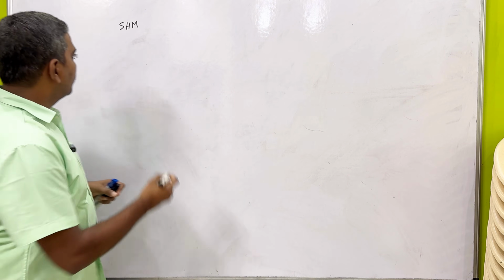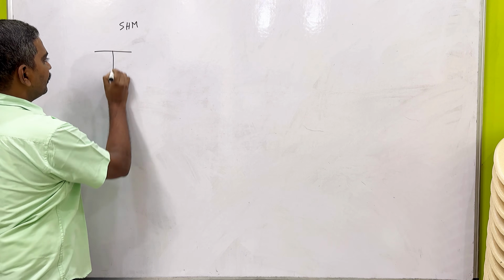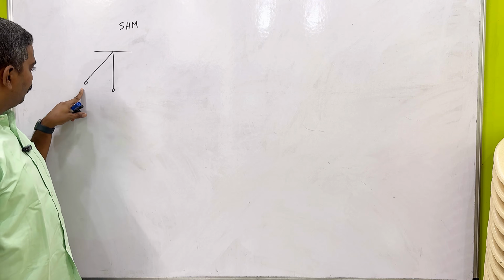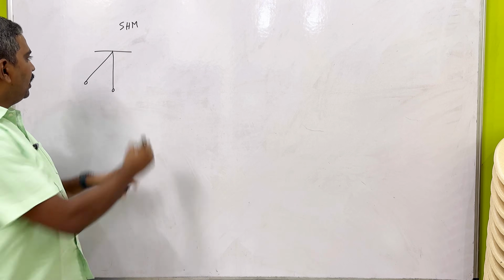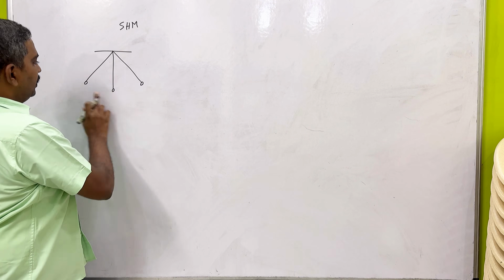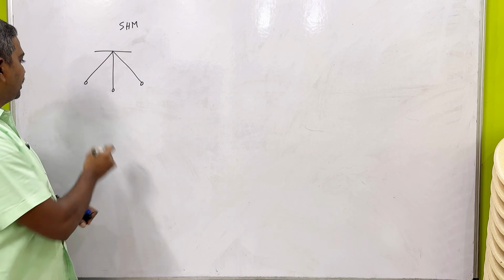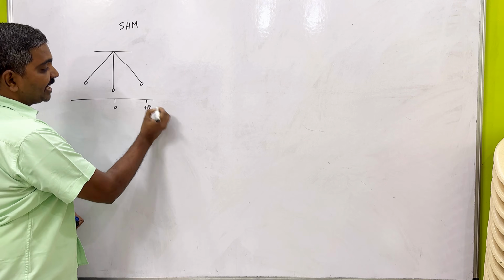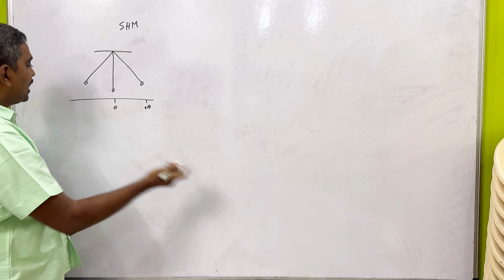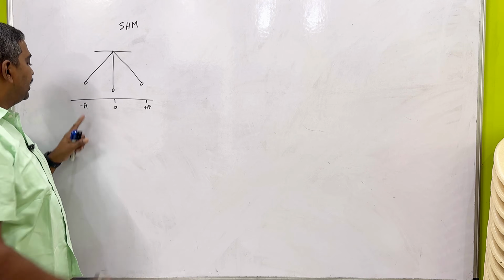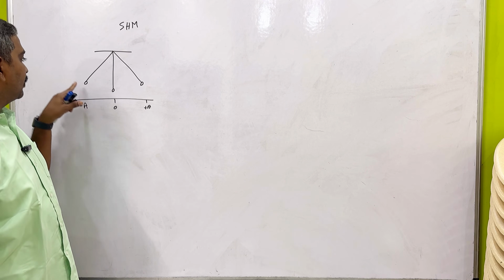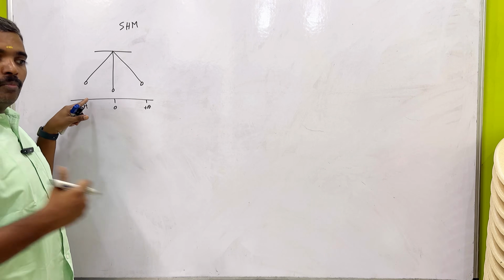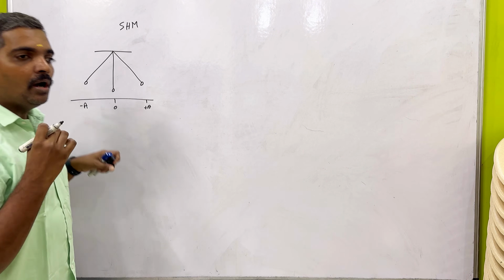If I consider a simple pendulum, and I leave it from here, it moves towards the mean position, and then from the mean position to the maximum displacement. This is my mean position, this is the maximum displacement along my positive x-axis, and this is the maximum displacement along my negative x-axis. If I leave my pendulum from here, it oscillates. It's a to and fro motion about the mean position, called oscillation.